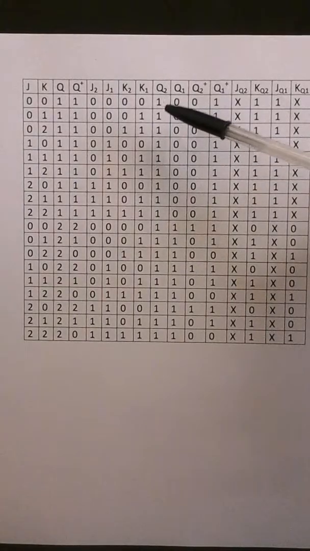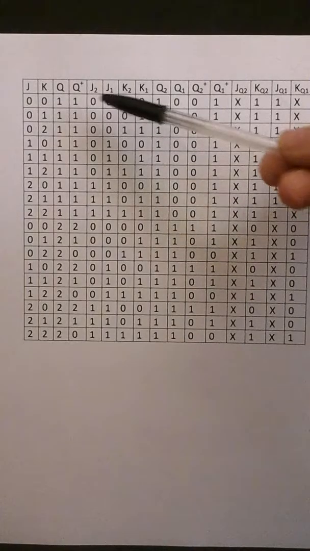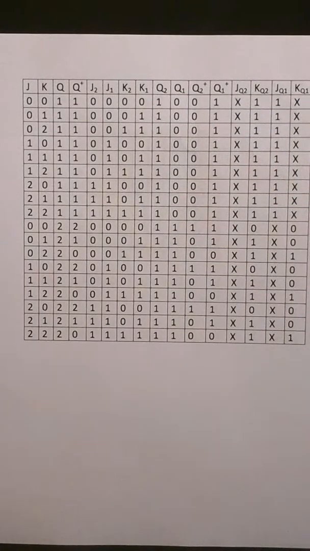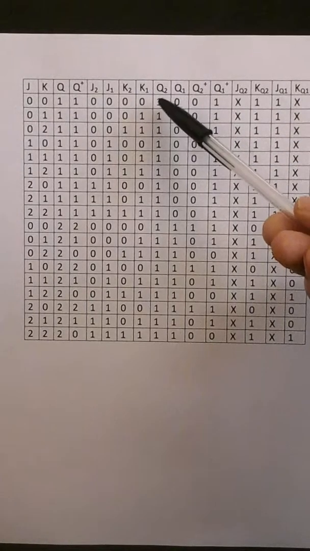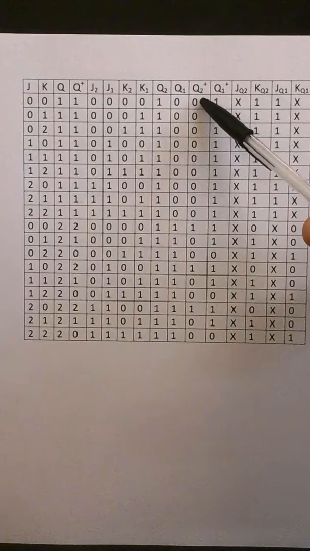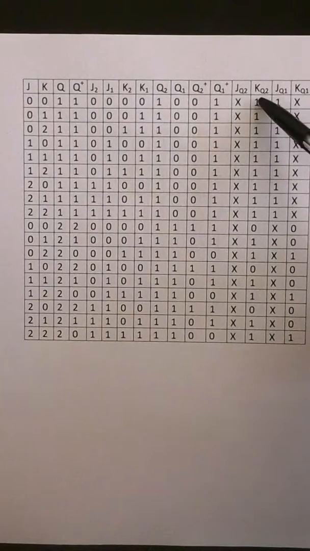From then on, Q2 and Q1 follow the same codings as JK and Q plus. Now, the excitation. I haven't shown you the excitation on this particular one, but for JQ2, KQ2, JQ1 and KQ1, if Q2 is a 1, Q plus is a 0, Q2 plus is a 0, you get JQ2 is an X and KQ2 is a 1.